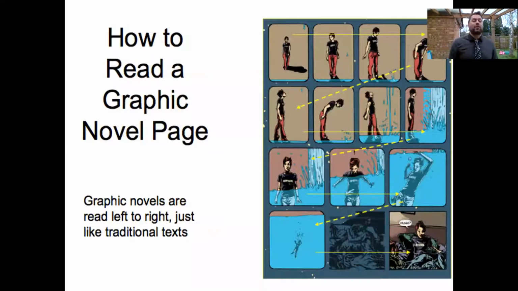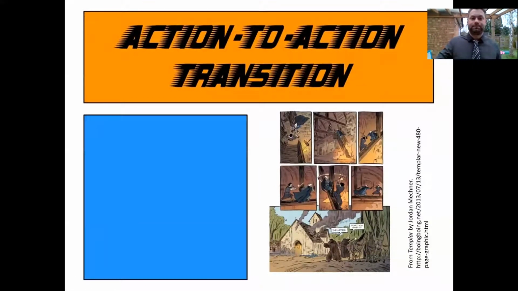And how to read a graphic novel page is exactly the same. We read from left to right and then go back to the next line. So you can see here, we start at the top in this image, and then we go across, and then we go back down to the next line of pictures, back down to the next line of pictures, and then back down to the next line of pictures. Just like reading a book. You read from left to right, top to bottom in a book. It's exactly the same for a graphic novel.